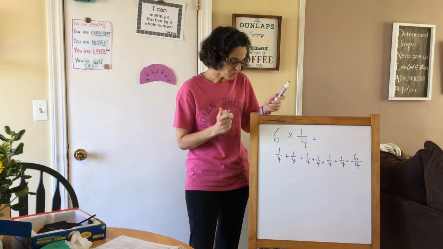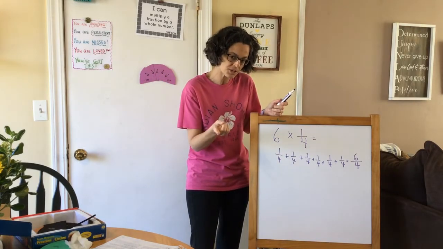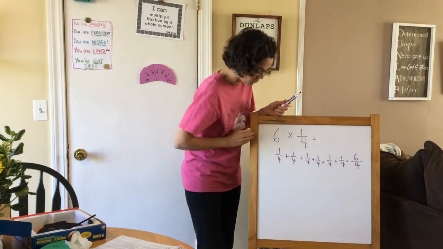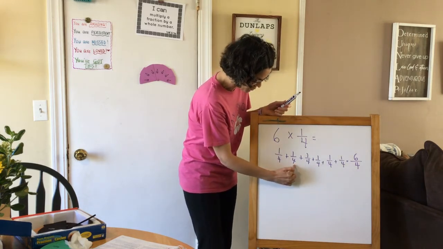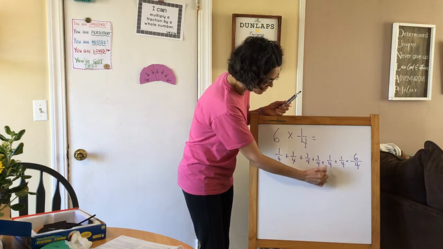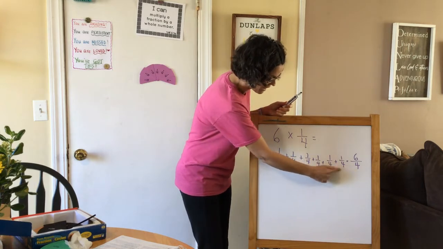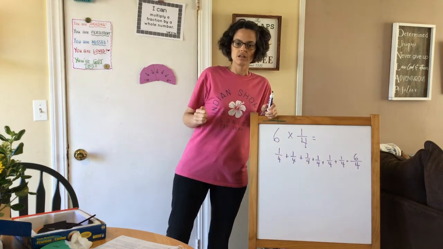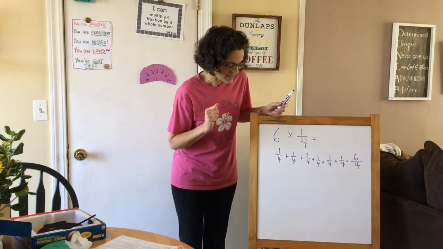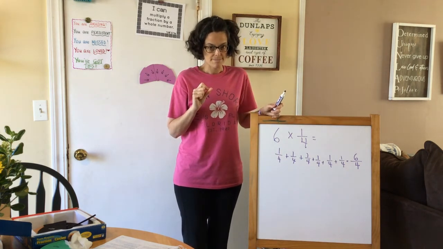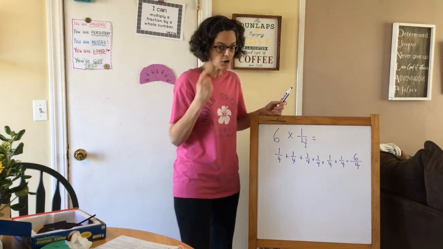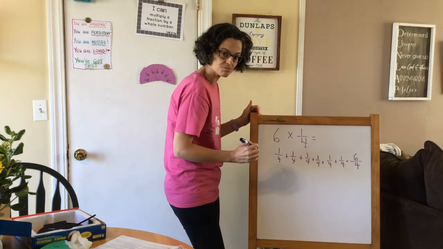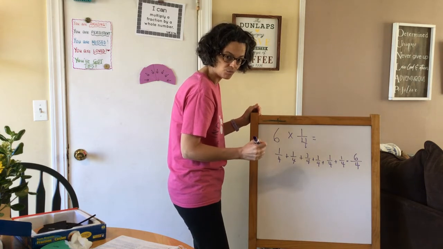All right, take a look at what I have up here and compare it with what you have on your paper. You should have 6 groups of 1/4. So I have 1/4, 1/4, 1/4, 1/4, 1/4, 1/4. When I add these all up, I get 6/4. Ooh. What do you notice about 6/4 though? Did you tell me improper fraction? I hope you did. All right. 6/4 is an improper fraction, so we have to make that a whole number.